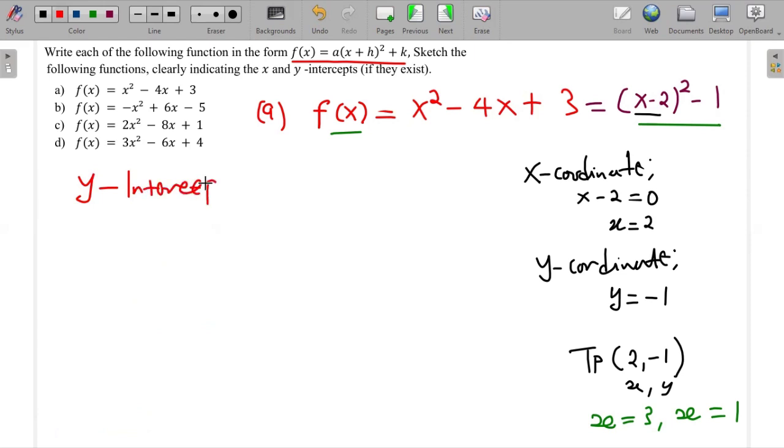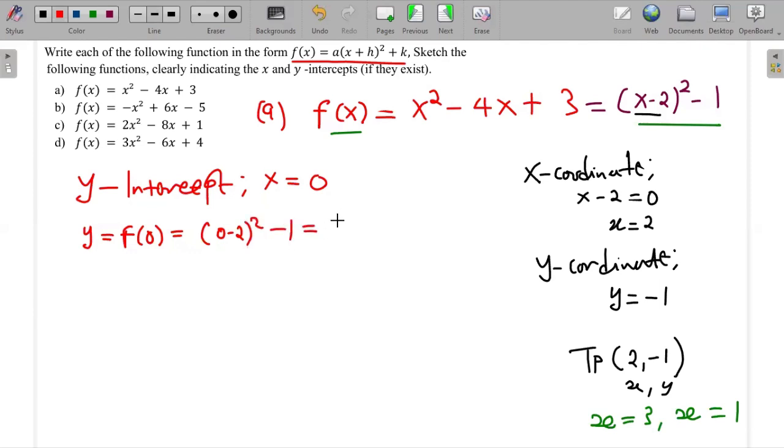Okay, when you're finding the y-intercept, it simply means x is equal to 0. So that will be y is equal to f of 0 is equal to, and then what do I have there as my equation? Okay, I have (x minus 2) squared minus 1. So now where there's x, I'm putting 0. So that will be (0 minus 2) squared minus 1.